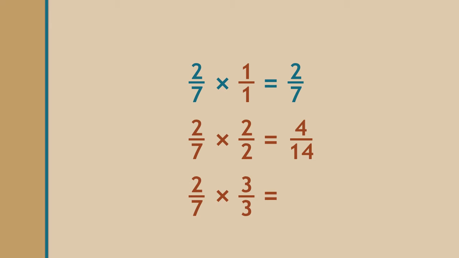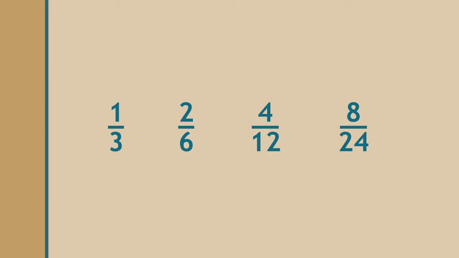Here's another one. 2/7 again. In this case, we're going to write 1 as 3 over 3. And so when we do that multiplication, 2 times 3 and 7 times 3, we get 6 over 21. So 2/7 is also equivalent with 6 over 21. Here's a couple more examples. We see 1/3 is equivalent with 2/6, and 4/12 is equivalent with 8 over 24.